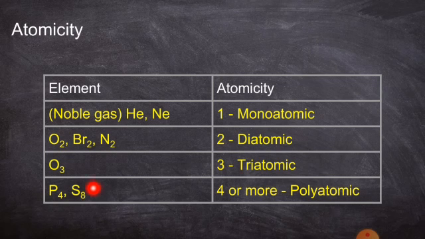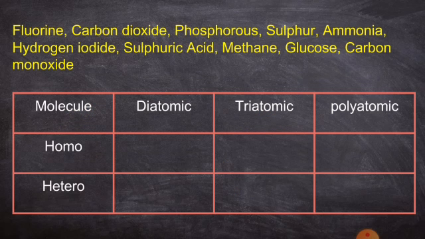Here there is an example, phosphorus and sulfur. You can give examples for polyatomic such as sucrose, benzene, like that. Okay. Then here they have given a list of elements, and you have to separate them as diatomic, triatomic and polyatomic molecules. You can try it at home.